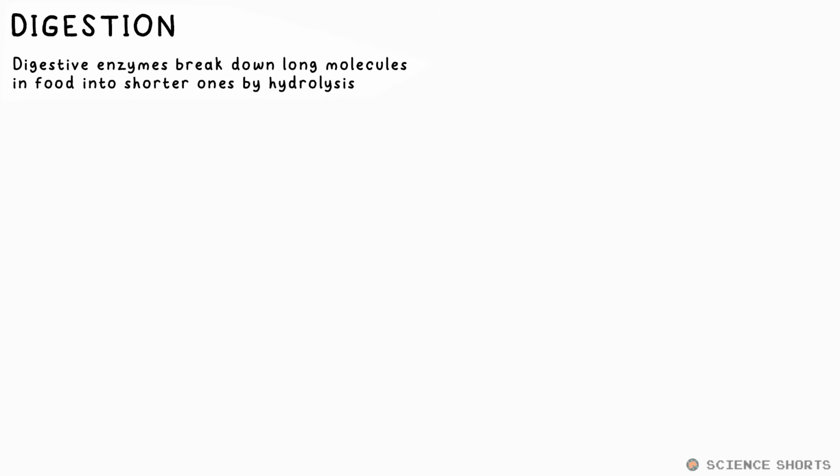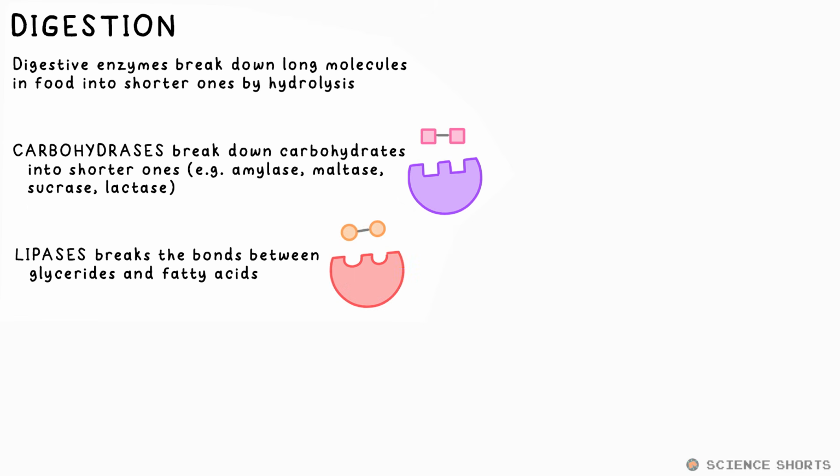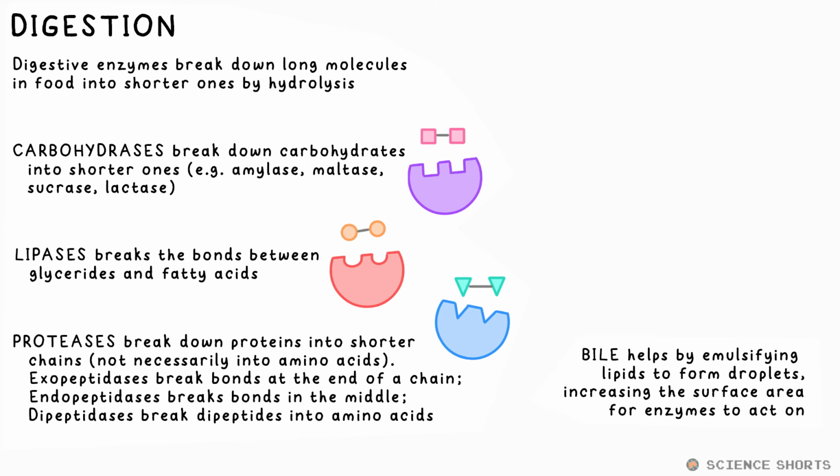Digestion is the breaking down of long molecules into shorter ones by hydrolysis. Enzymes do this. Carbohydrases break down sugar polymers. Examples include amylases, maltases, sucrases, and lactases. Lipases hydrolyze the bonds between glycerides and fatty acids. Bile helps with this by emulsifying them to form droplets, increasing the surface area for the enzymes to work on. Proteases are split into endopeptidases, exopeptidases, and dipeptidases.